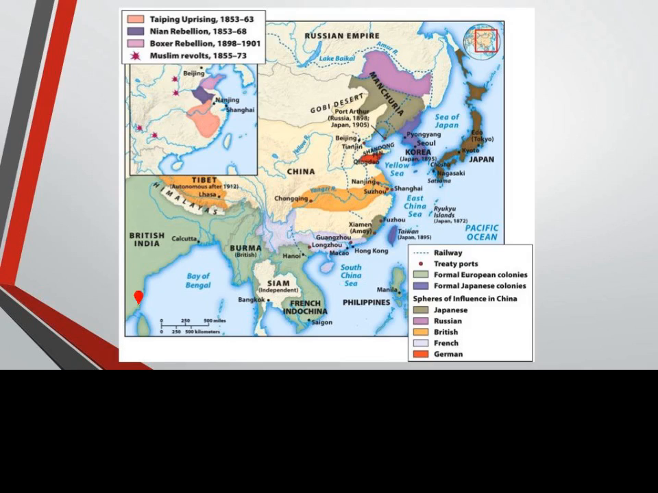And then this bigger map shows you some of the European colonies and Japanese colonies, the areas of land that they were able to take, and even where foreign countries were heavily influential and even controlled parts of China. The Japanese, the Russians, the British, the French, and even German.